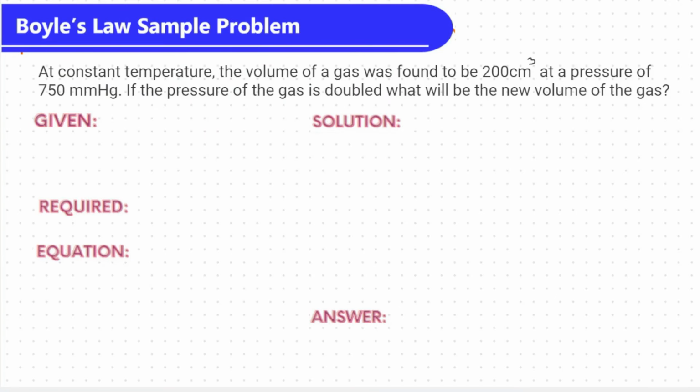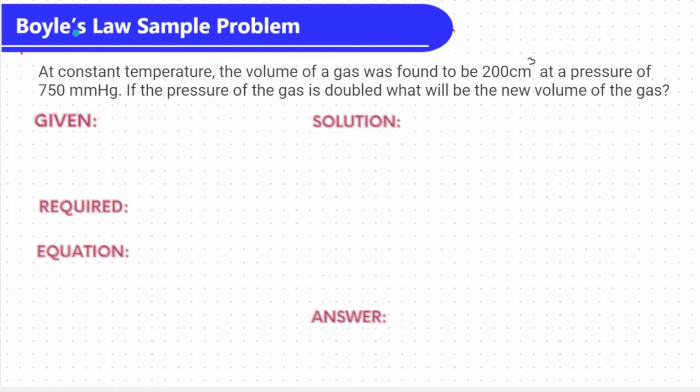At constant temperature, the volume of a gas was found to be 200 cubic centimeters at a pressure of 750 millimeter mercury. If the pressure of the gas is doubled, what will be the new volume of the gas? So, simple analysis muna tayo. Sabi dito, constant temperature. Remember, for Boyle's law, we are dealing with pressure and volume at constant temperature.